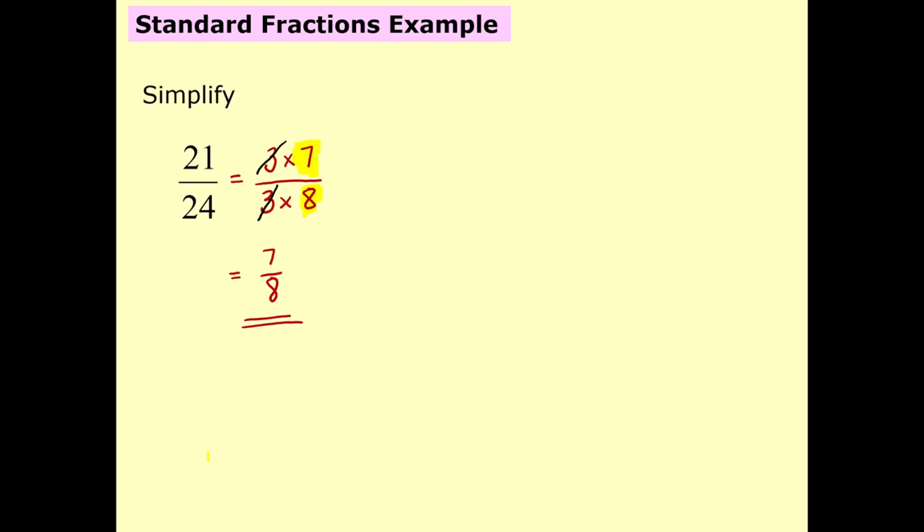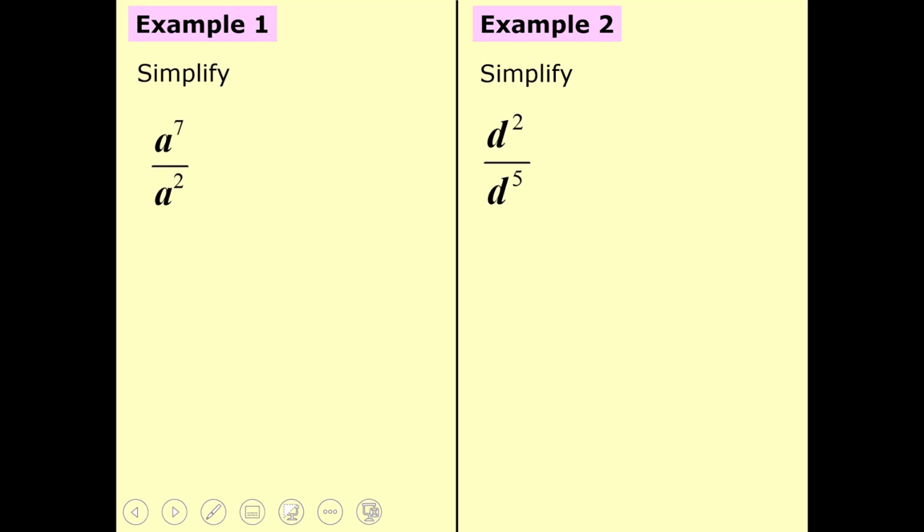Let's now apply this method of cancelling common factors on the top and on the bottom of a fraction with algebraic fractions. So let's first start with our first example. So let's simplify a to the power of 7 over a squared. So like that previous numerical example, we are going to break down this fraction, or expand should I say, what each of these terms mean.